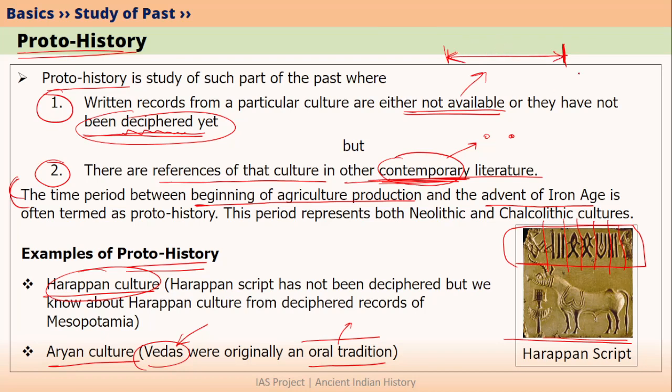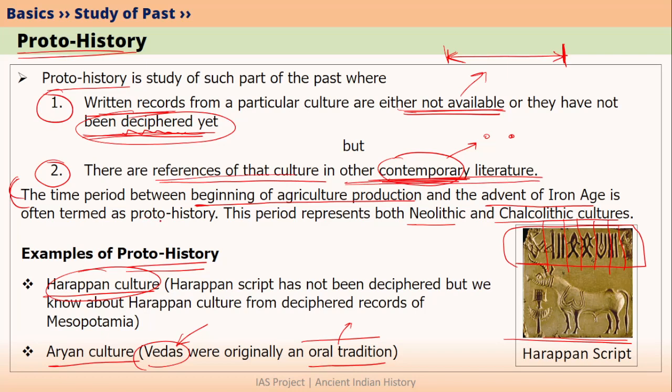If we go by this definition, many Neolithic as well as Chalcolithic cultures fall under proto-history. So let me repeat it very quickly. For any past to be called proto-history, it has to satisfy two conditions. The first condition is that written records should either not be available or not deciphered. The second condition is that, although they are not available or not deciphered, there should be references to that culture in other contemporary literature. This was the first definition.